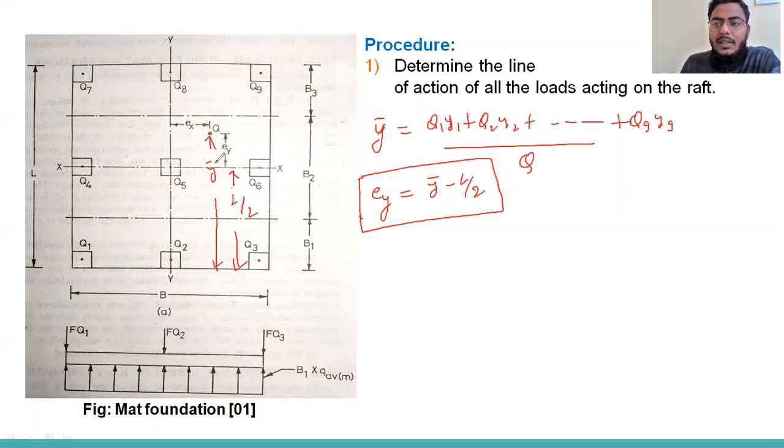We will see the sign convention also. If the load is acting above the x-axis, then EY will be positive. If the load is acting below the x-axis, then EY will be negative. Similarly, we can do it for EX. If the load is acting on the right side of the y-axis, then EX will be positive. And if this resultant load is acting on the left side of the y-axis, then EX will be negative. So we have to check the sign convention also.